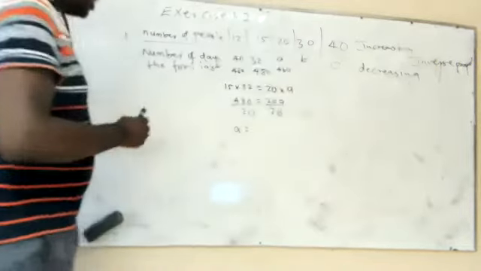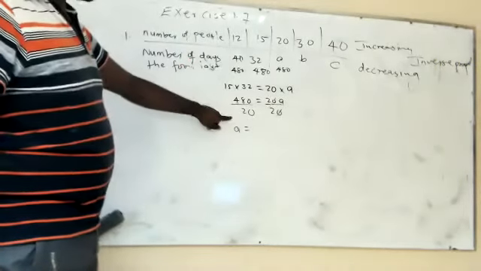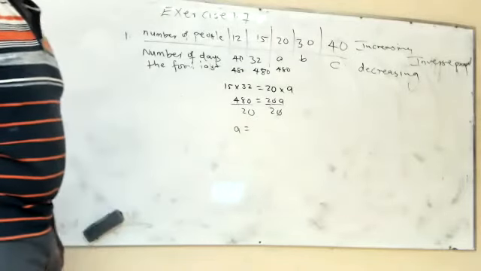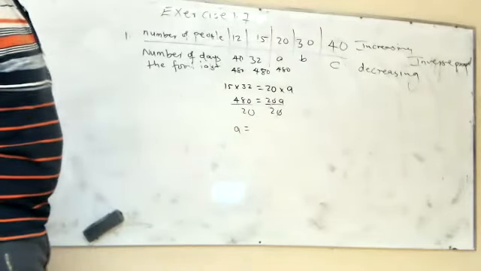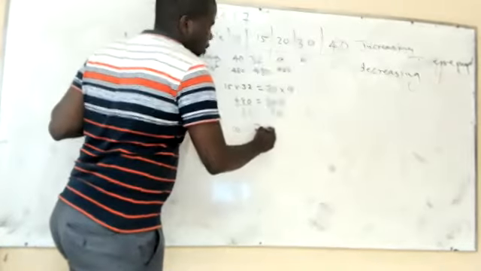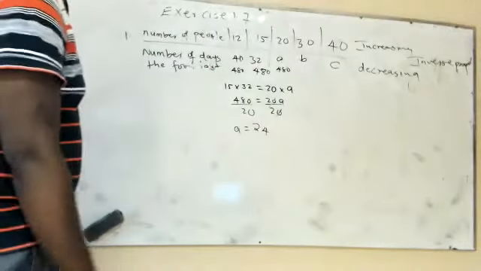Now press your calculator here and tell me what is the answer for the fraction of 480 divided by 20. 24. Is it 24? Yes. 24, yes, very true. Therefore, A is going to be equal to 24 in that case.